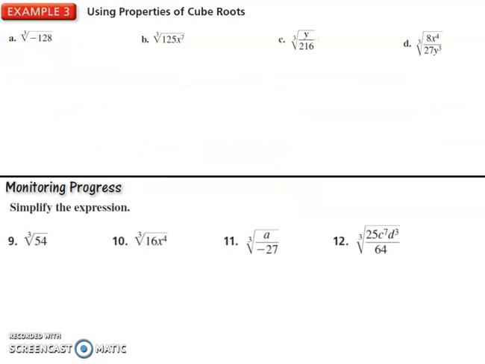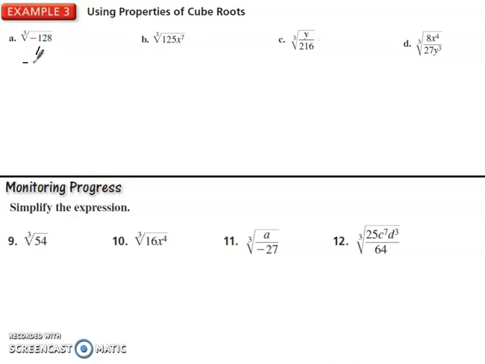Cube roots. Now cube roots are going to follow a very similar property as square roots, except now we're looking for groups of 3. 3 identical numbers that multiply to give you the number that you're looking for. So I'm going to go ahead and factor my negative 128, and I am looking for 3 identical numbers in order that they can pair up and come out of my radical.